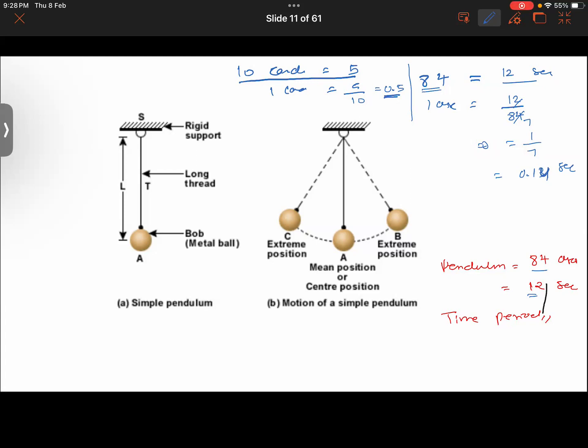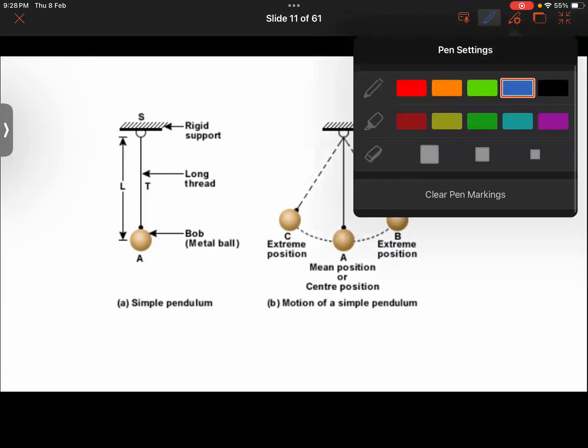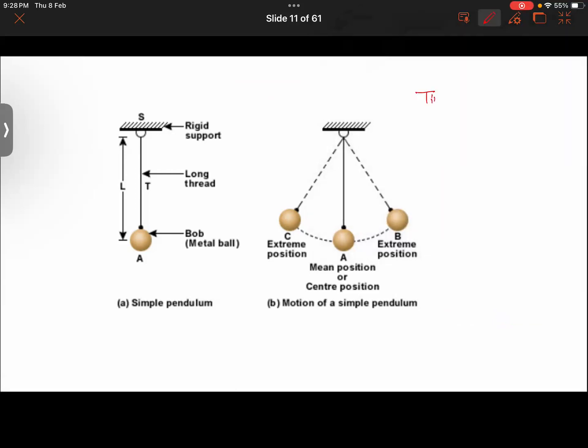In order to find the time period, many times we confuse this. So logically speaking, the formula required to find the time period is total time taken upon total number of oscillations done.